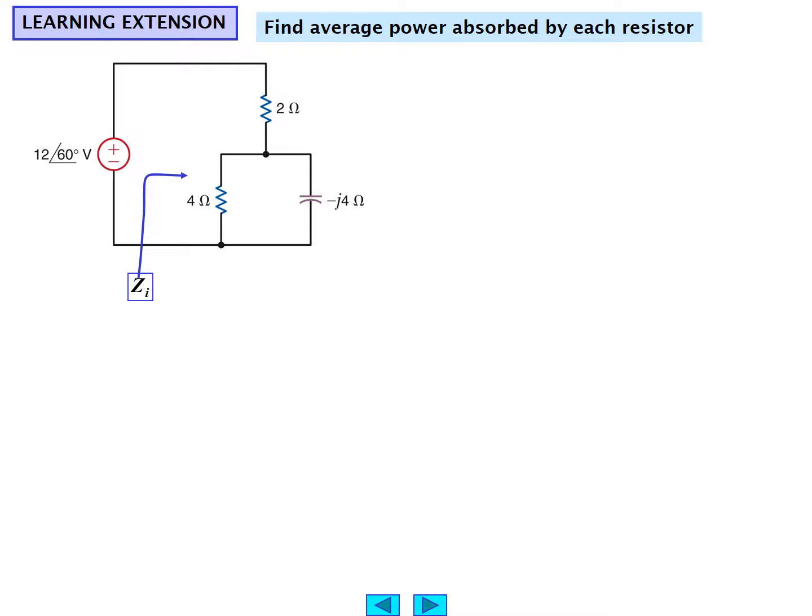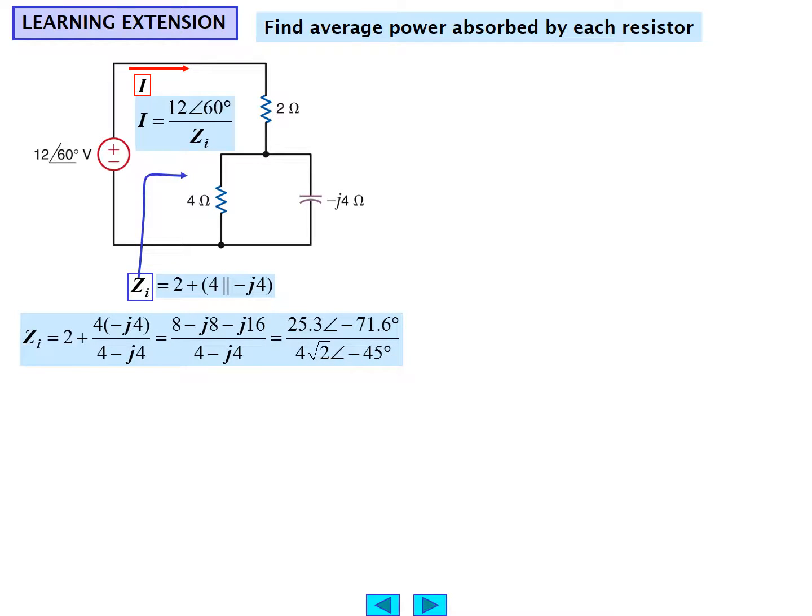Well, let's combine the two networks that we see here, 4 ohms and minus J4, and we'll call it Z sub I. And that, of course, is that entire network, which is 2 plus those parallel combinations, 2 plus the quantity 4 in parallel with minus J4, and of course for elements in parallel it is the product over the sum. We also then will calculate the current that is being driven by that combined network into Z sub I, and therefore calculate that I as a phasor would be 12 angle 60 degrees divided by Z sub I.